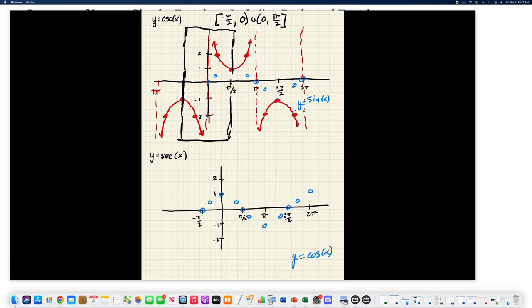And so again, asymptote, asymptote, asymptote, color in the 1, color in the negative 1. Halves become 2's. Negative 1/2 becomes negative 2's. And here's my secant curve. Just again, a real quick, rough graph.